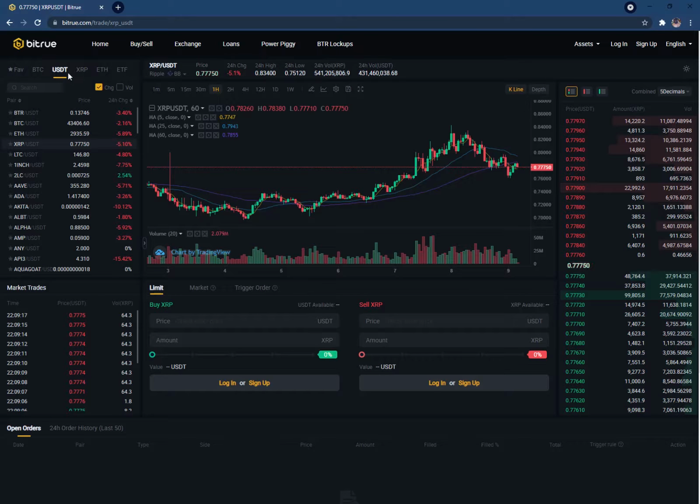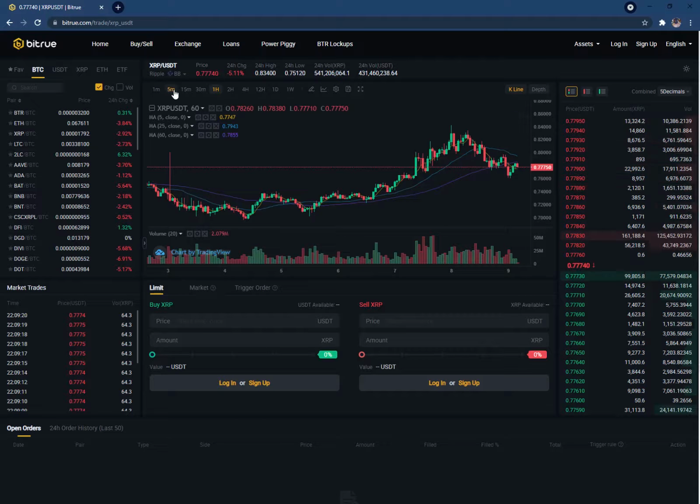So these are trading pairs. I'm not going to get too far into depth on how to use your exchange. Give Bitrue a try.